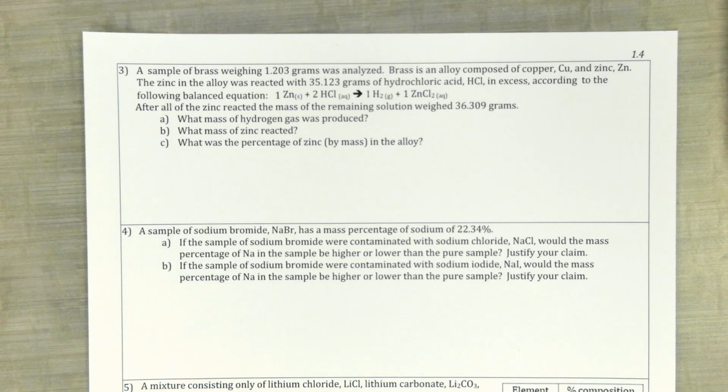So the first thing I would do is for number A, what was the mass of hydrogen that was produced? Well, we know the mass of the reactants, right? We have 1.230 of the brass. That is the total mass of the brass. That includes the copper and the zinc. And we have 36.309 grams.